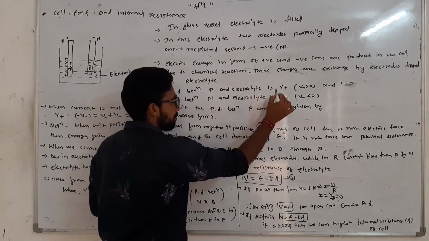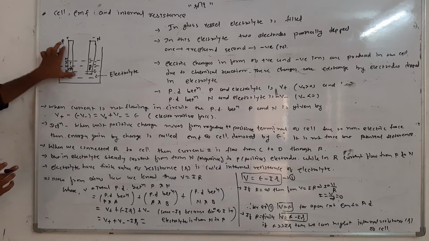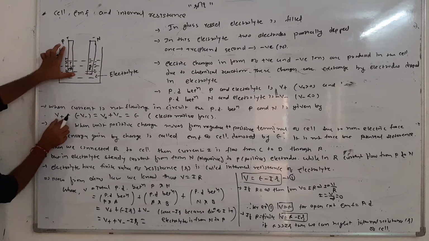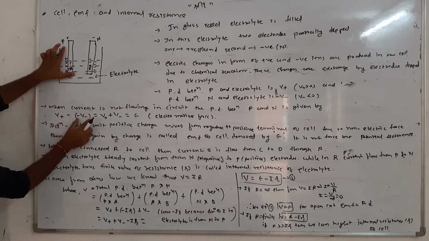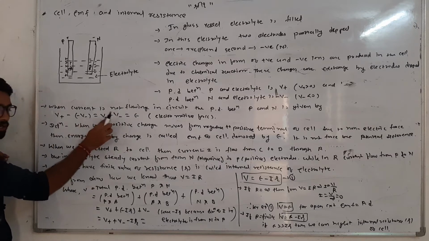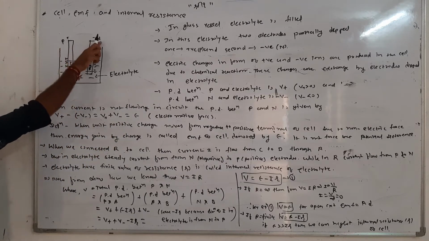So this is negative, V minus. So we can take the difference. Between P and A it is V plus, minus the potential difference between the negative electrode and the electrolyte, which is minus V minus. Now take the difference. This minus minus becomes plus. Negative becomes positive. So V plus plus V minus. This is the potential difference between P and N, the two electrodes.